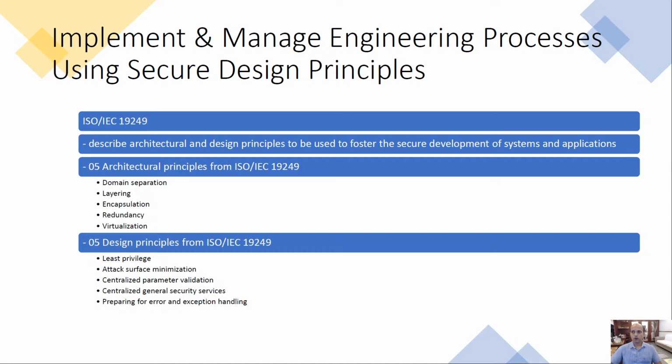Okay, before that, let's have a look at ISO 19249 also. In this, we have 5 architectural level principles and 5 design principles. The architectural level principles are domain separation, layering, encapsulation, redundancy, and virtualization. And the 5 design principles are least privilege, attack surface minimization, centralized parameter validation, centralized general security services, and preparing for error and exceptional handling. We are going to discuss the practicality of this, and see a very live practical implementation of all these principles, how exactly we can use them, and how different governments are using them, right? So let's move to the very first principle, that is economy of mechanism.